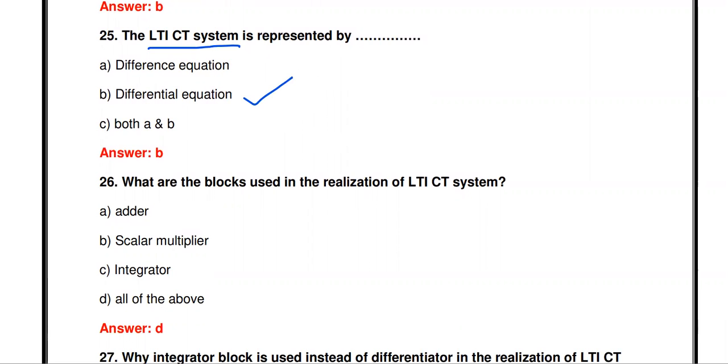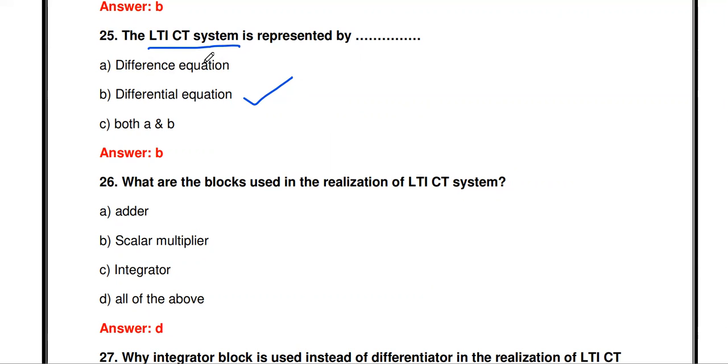That is, d squared y of t divided by dt squared plus 2 into dy by dt, plus x of t equal to some value. It is called a differential equation. So the LTI CT systems are represented by differential equations. So what does a difference equation mean? The difference equation is used to represent the LTI DT system, the discrete time system.